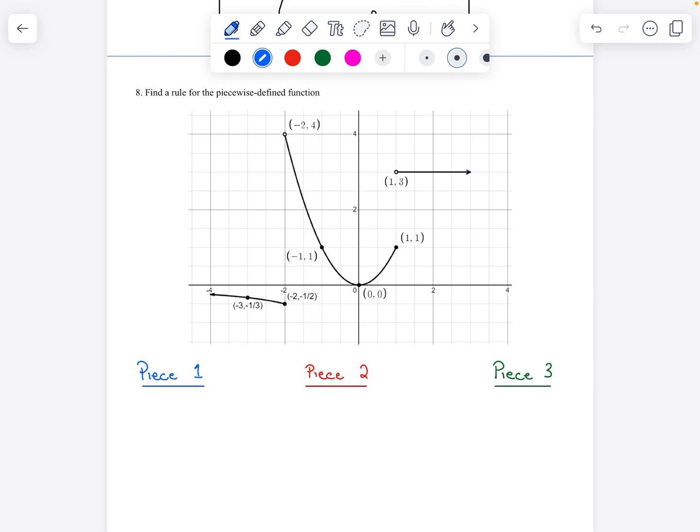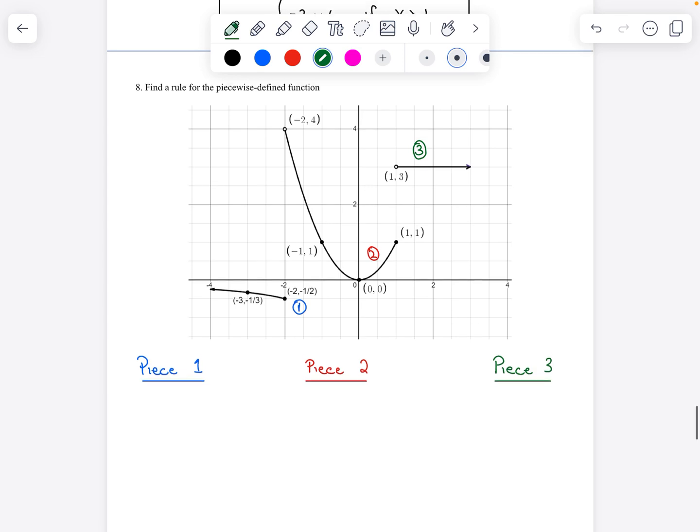Alright, so in this example, the piecewise defined function has three pieces. Piece 1, piece 2, and piece 3. Each piece is going to have its own rule and domain. And I'm going to start by finding the rule and the domain for piece 1.